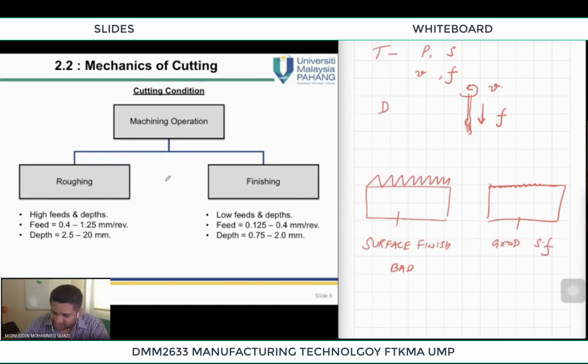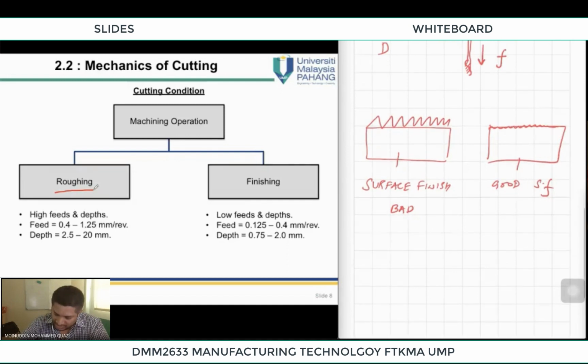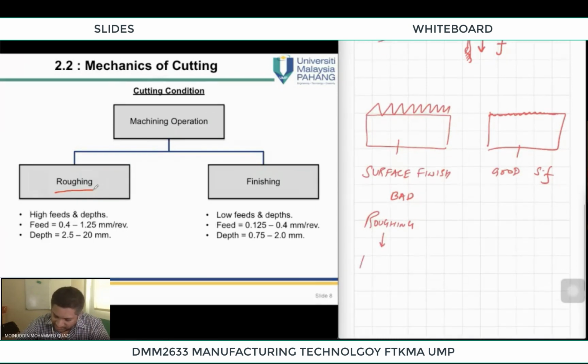Now, if I'm going to quickly remove material from a workpiece, then it is going to produce bad surface finish, and that is called the roughing process. So this is the roughing process. In this I can remove a large amount of material.